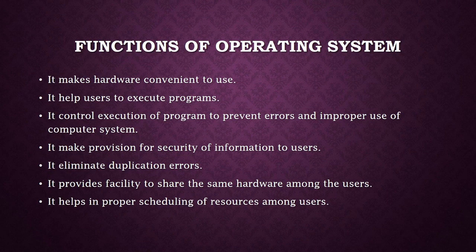Functions of operating system. By definition, it is clear that it makes hardware convenient to use. It also helps the user to execute programs. So all your application programs are processed by the operating system. It also helps in execution of programs to prevent errors and improper use of the computer system. Security is also controlled by the operating system. That is, the system login with username, password or AI tool is part of the operating system.